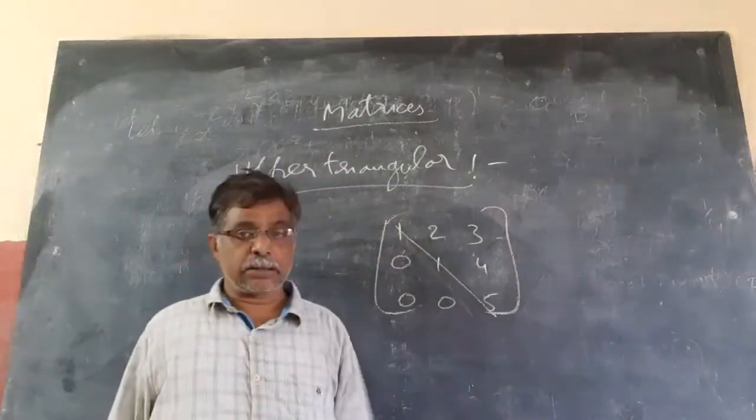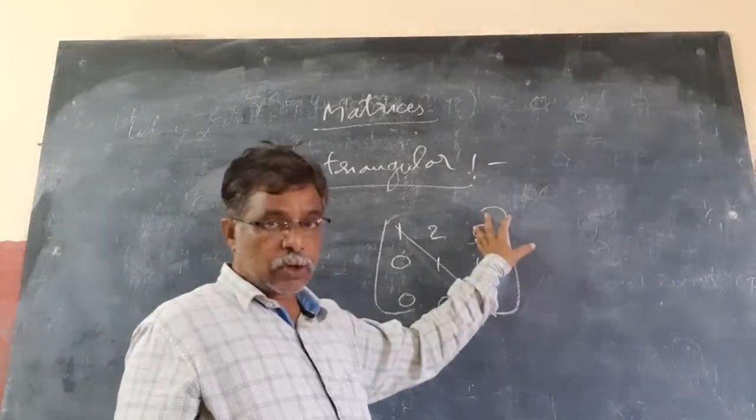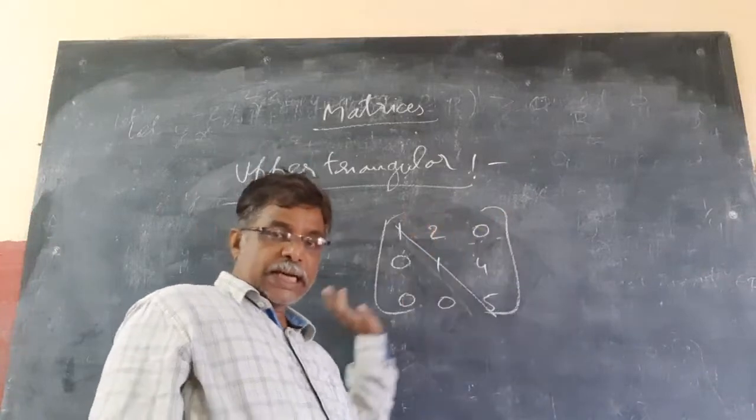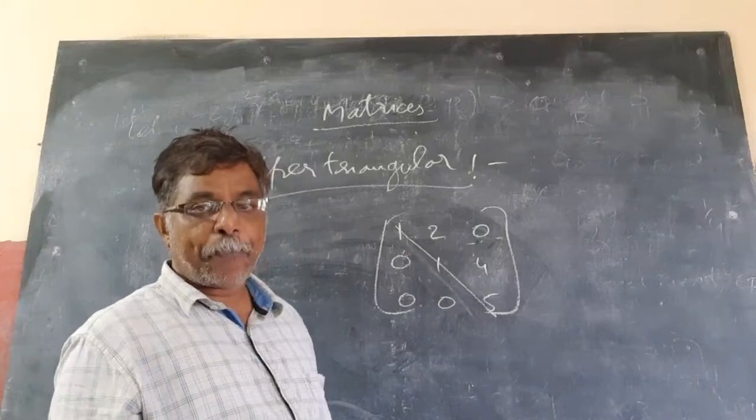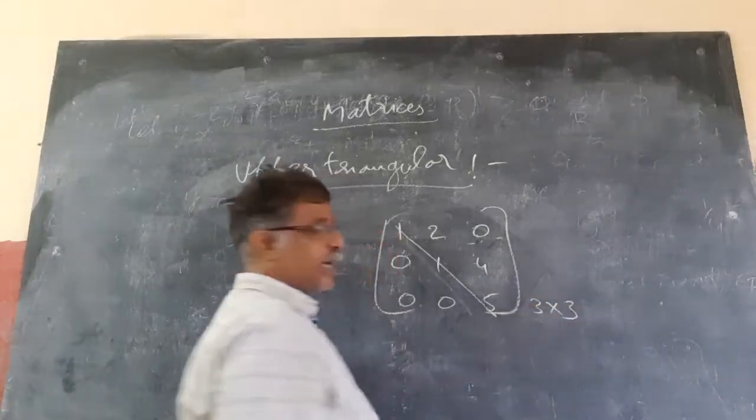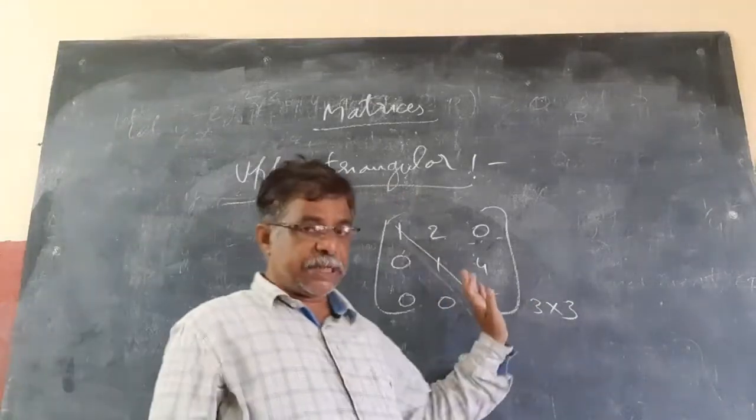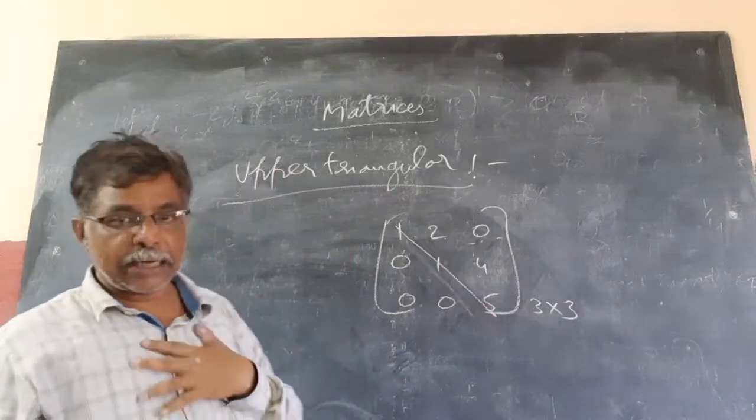Above it can be anything. It can be 0 also here. It doesn't matter. I am not talking about whether it is 0 or 1, 2, 3 here. But below the diagonal all should be 0. Then it is called an upper triangular matrix. In a square matrix, if all the elements below the principal diagonal are zeros, then it is called an upper triangular matrix.